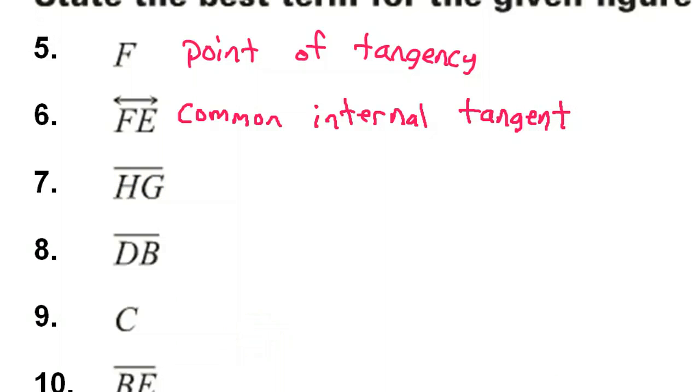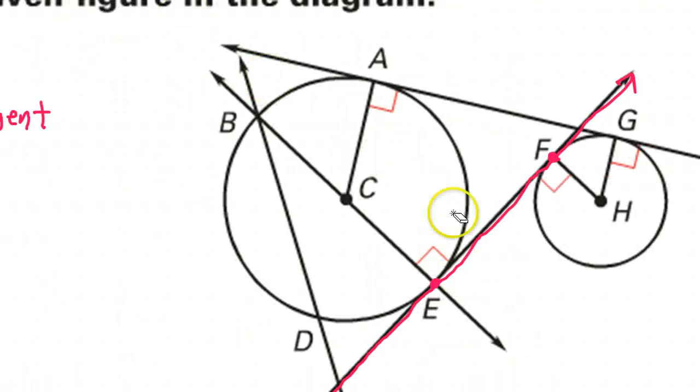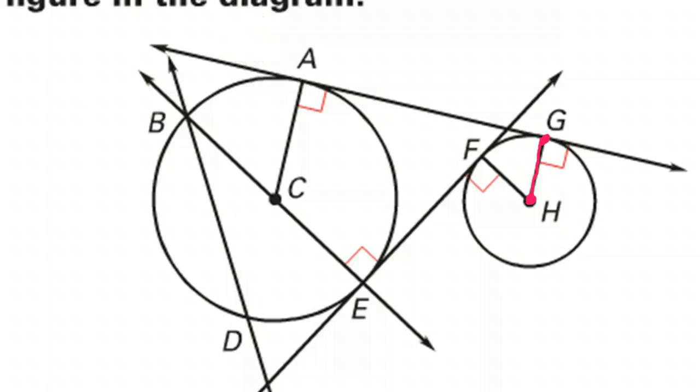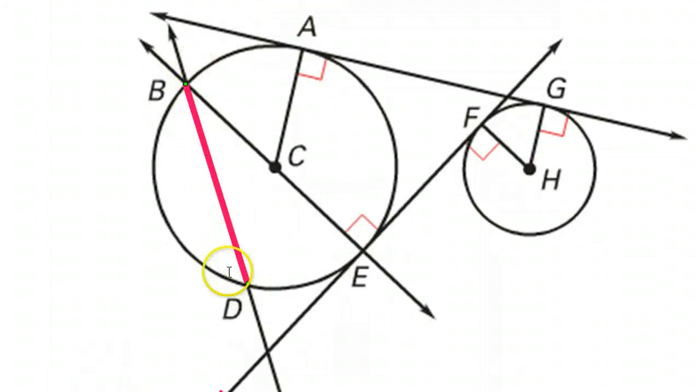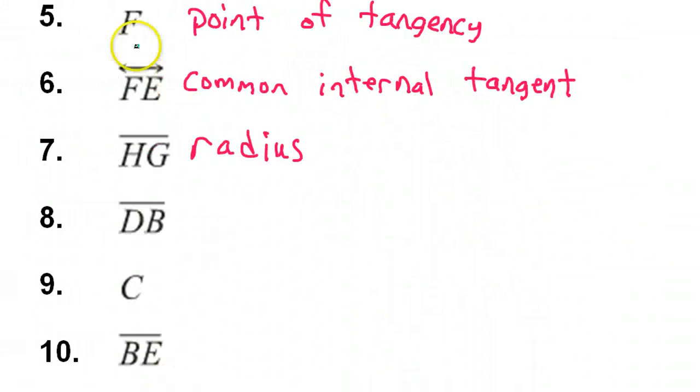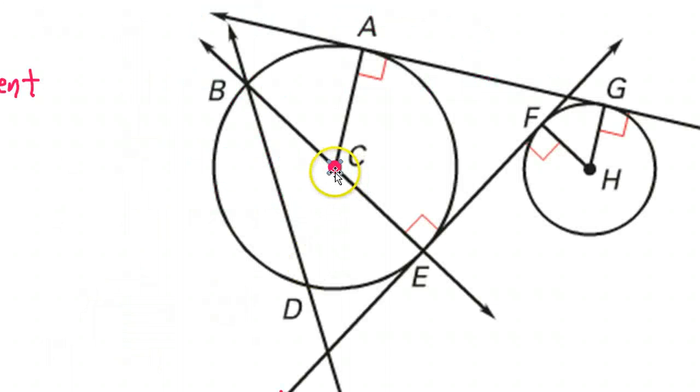How about segment HG? Segment HG is right here. That is clearly a radius. From the center to the circle is called a radius. How about segment DB? Segment DB is right here. What do you call that thing? That is your typical chord, beginning and ending on the circle. How about point C? Here's point C. That's the center of the circle.